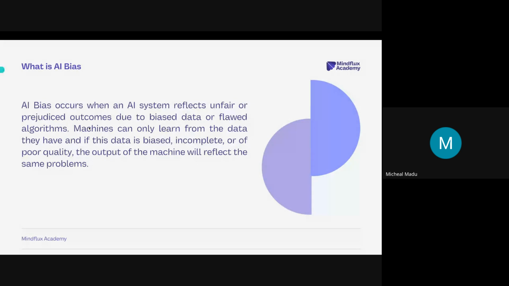AI bias occurs when an AI system reflects unfair or prejudiced outcomes due to biased data or flawed algorithms. So it's basically this, right? Machines can only learn from the data that they have, and if this data is biased, incomplete, or of poor quality, the output of the machine will reflect the same problems. So how do I give you this in simple terms?